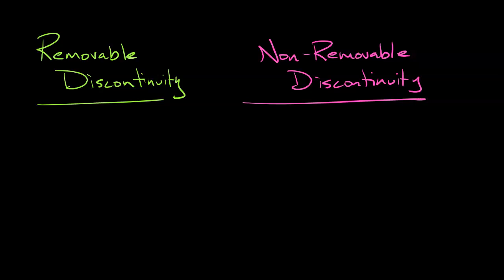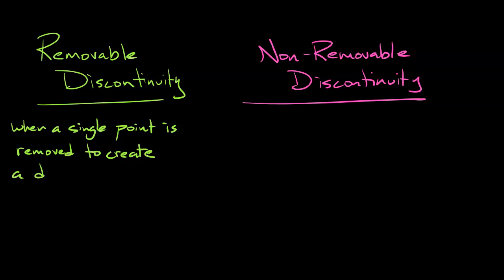The reason they classify them differently is it's almost like thinking about how severe of a discontinuity it is. A removable discontinuity is when a single point is removed to create a discontinuity. That can be done multiple ways. By far the most common or easiest example would be a hole.